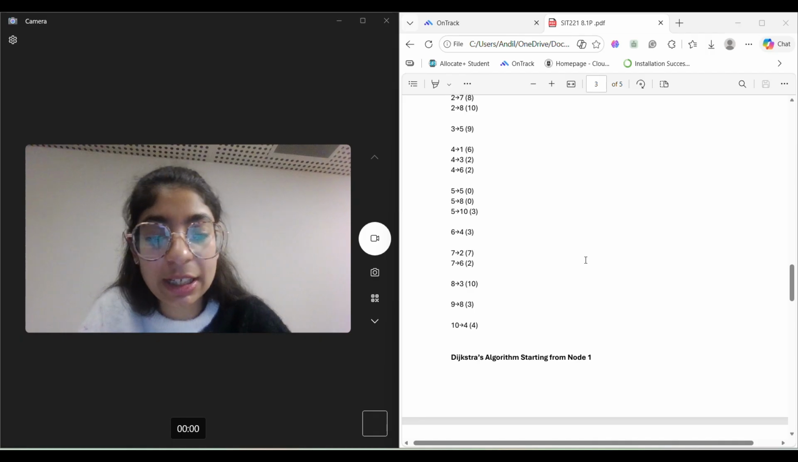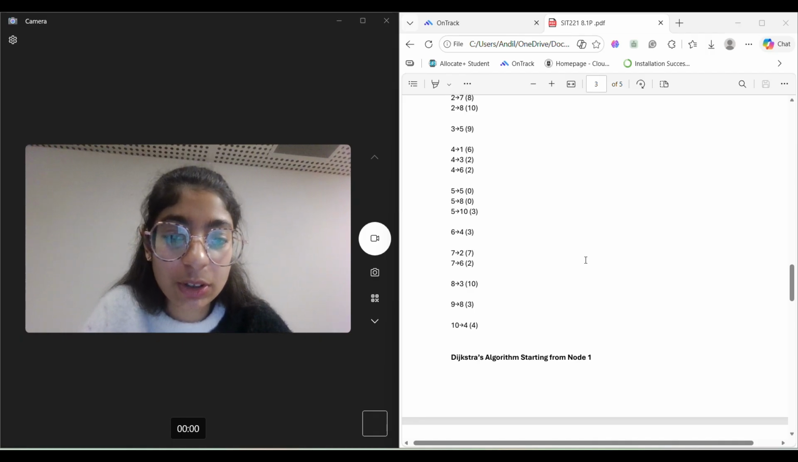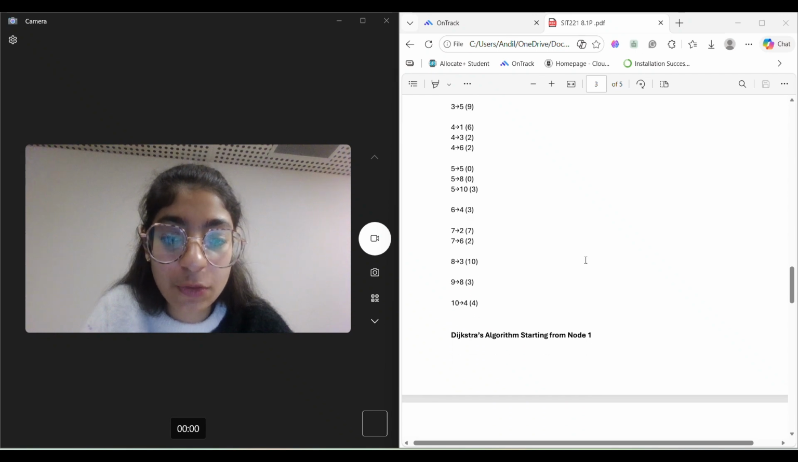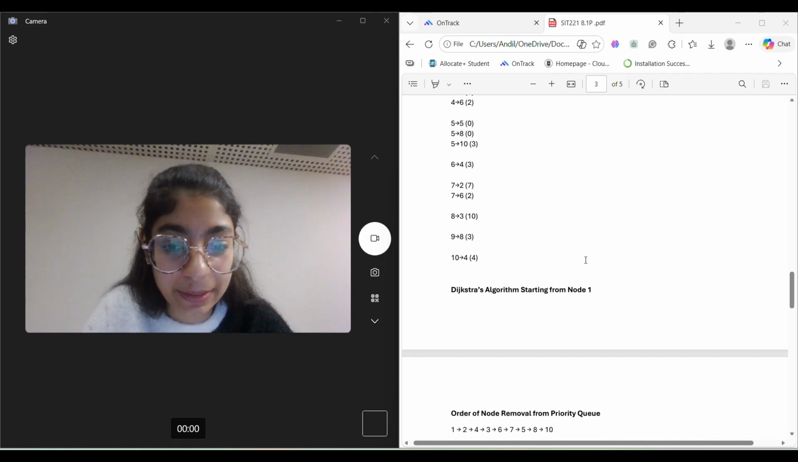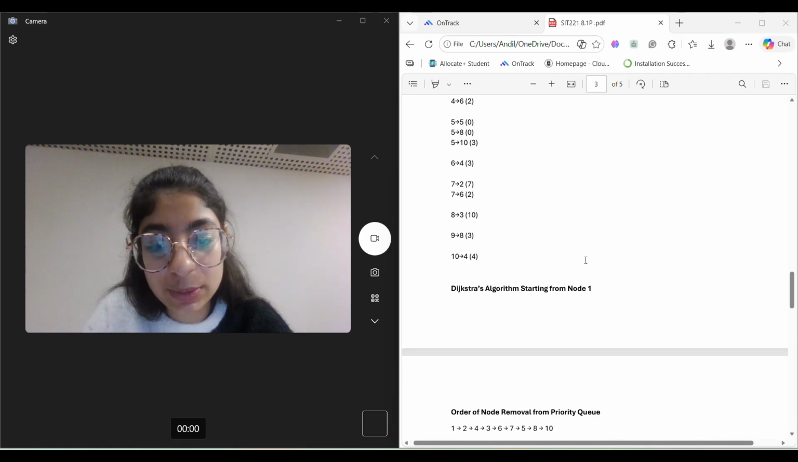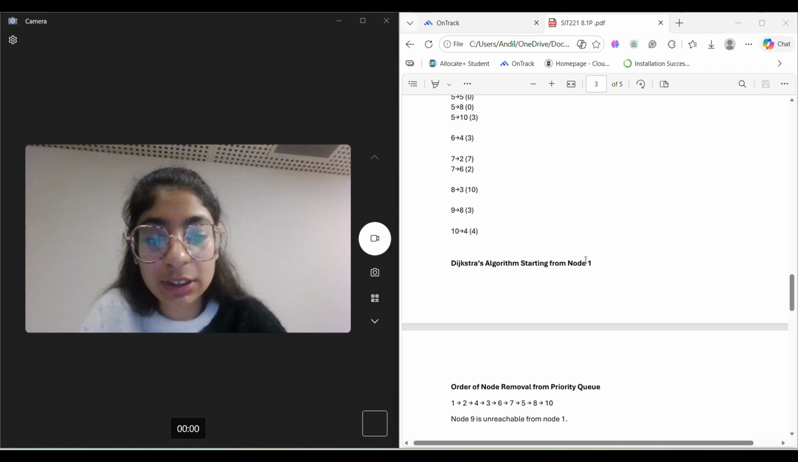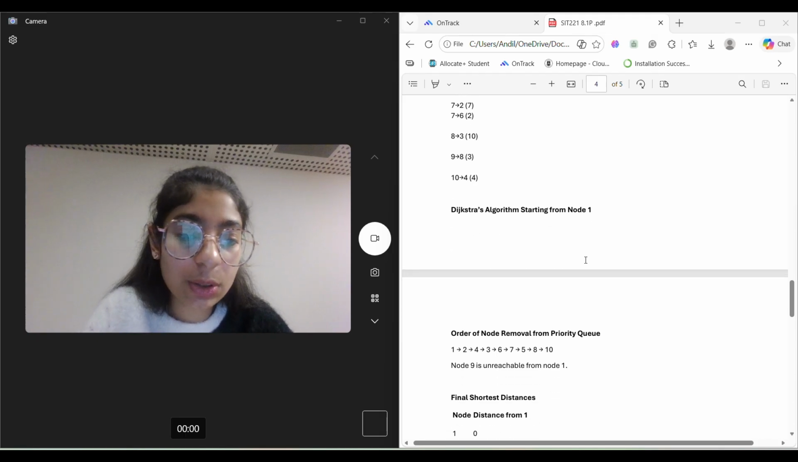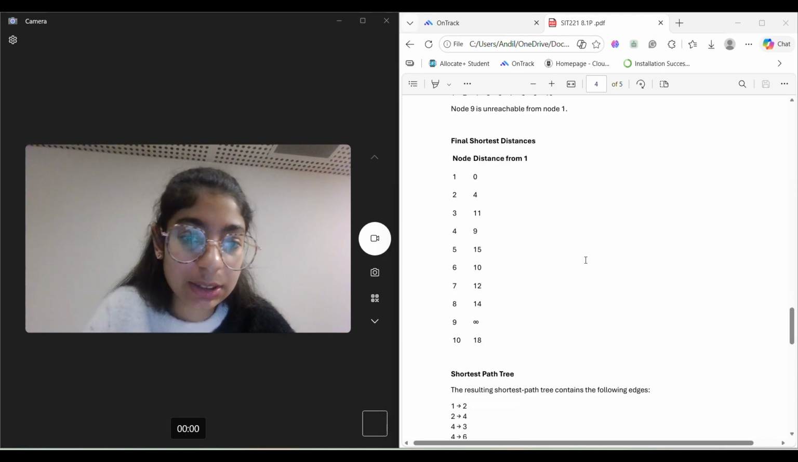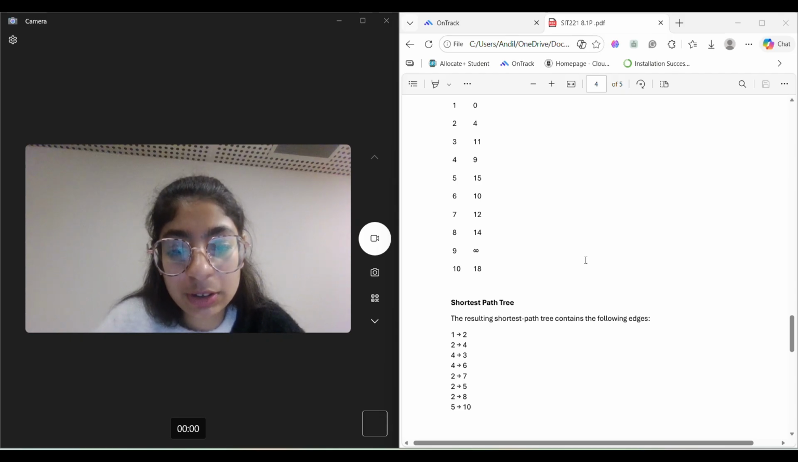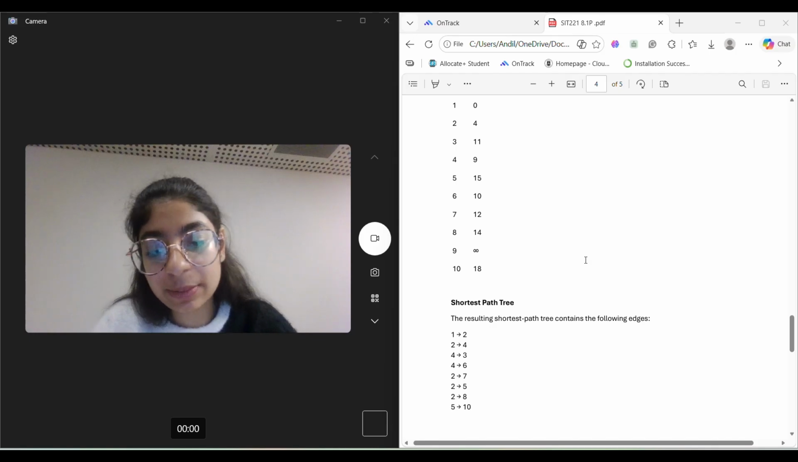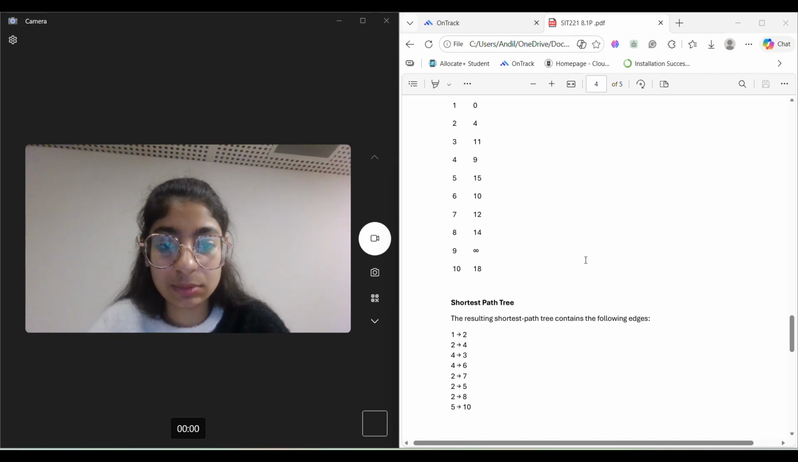After executing the algorithm, the order of node removal from the priority queue was 1, 2, 4, 3, 6, 7, 5, 8, 10. Node 9 was unreachable from node 1. So the shortest distances were: node 1 is equal to 0, node 2 is 4, node 3 equals 11, and so on, while node 9 remains unreachable.